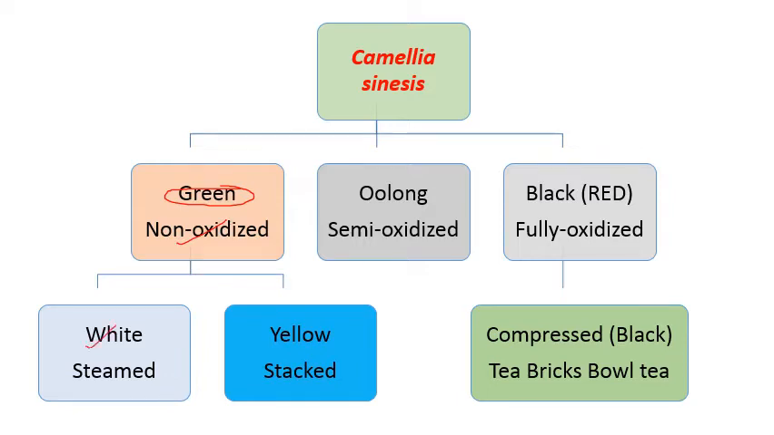One is white steam tea and second one is the yellow stack tea. Second comes the oolong tea. Oolong tea is semi-oxidized tea.